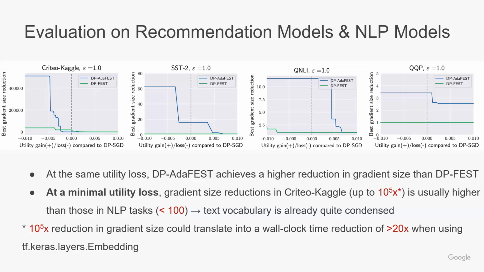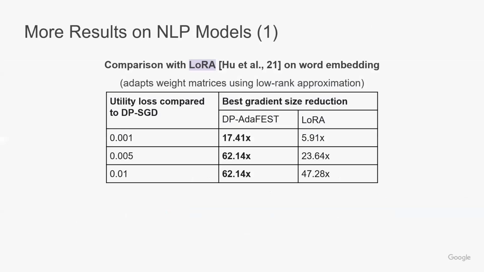Moreover, the gradient size reductions for the language tasks, which are shown in the right three figures, are much smaller compared to the recommendation task. This is probably because the vocabulary in the language task is already condensed, so there's very little room for us to improve further. But we then try to dive more into the natural language tasks because nowadays, preserving privacy in those models appears to be very important because of their increased popularity.